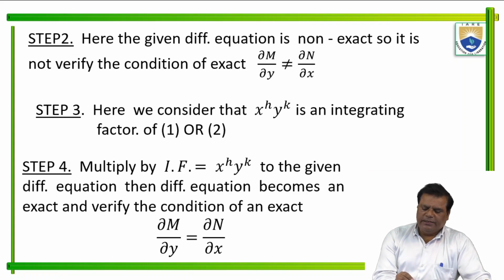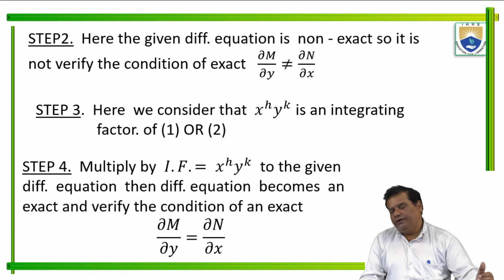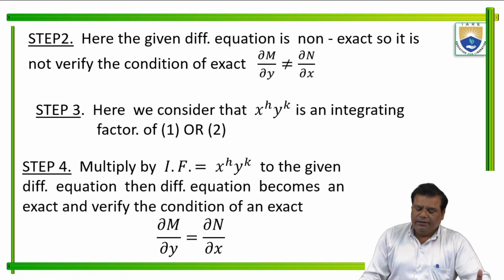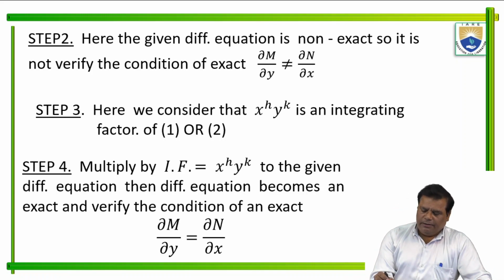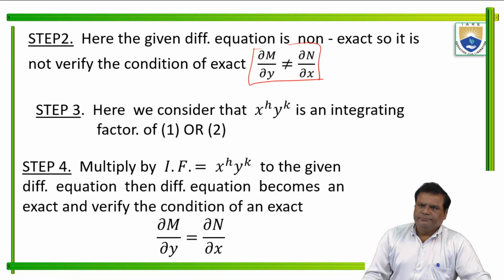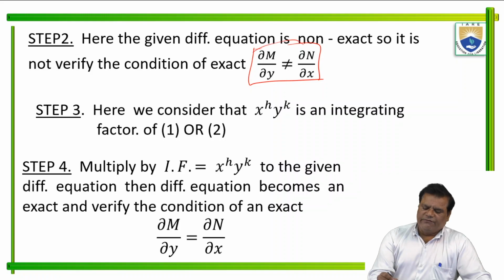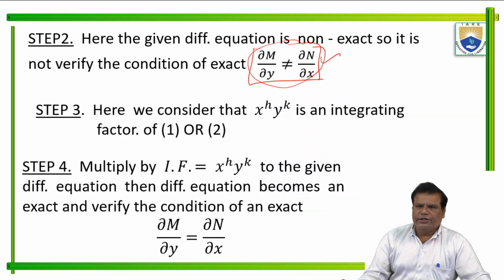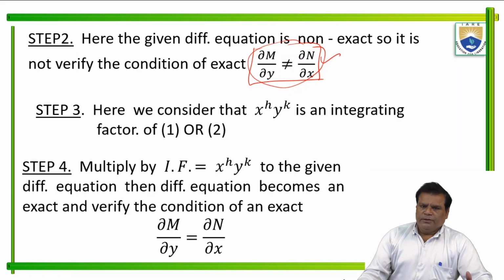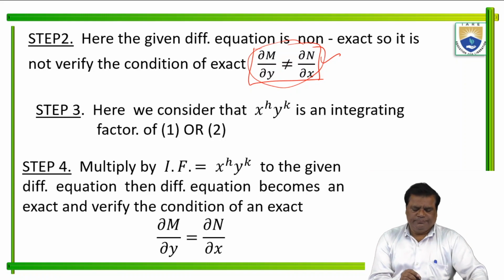Step 2: the given differential equation is non-exact. If equation 1, the general equation, is non-exact, it does not verify the condition of an exact equation, meaning this condition is not equal. If this condition is not satisfied, then the given differential equation is non-exact.